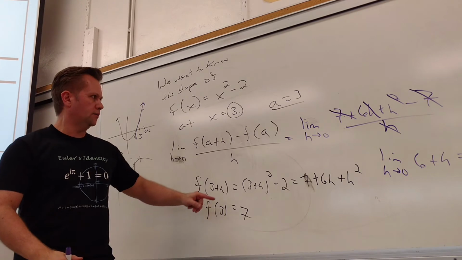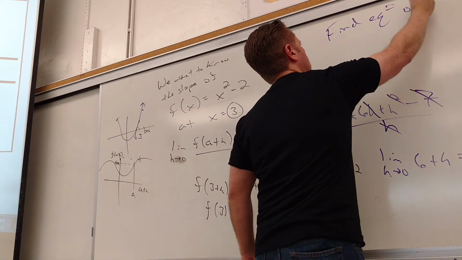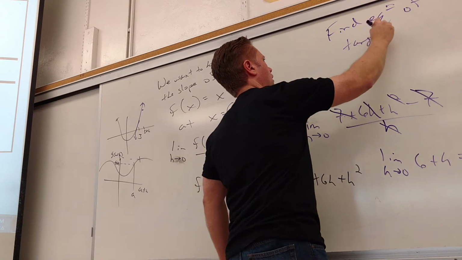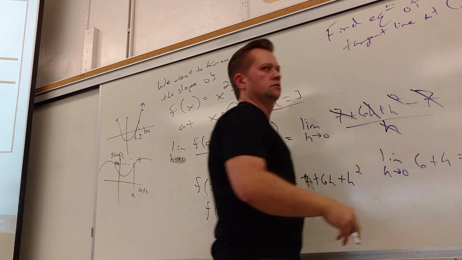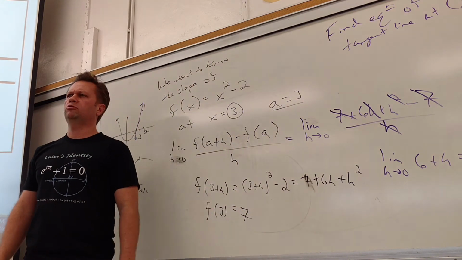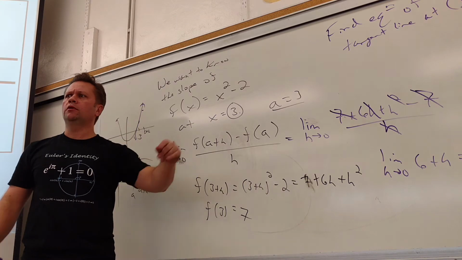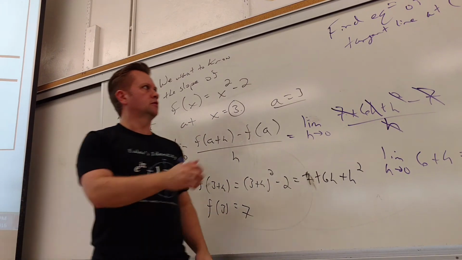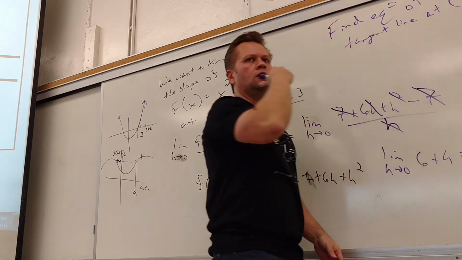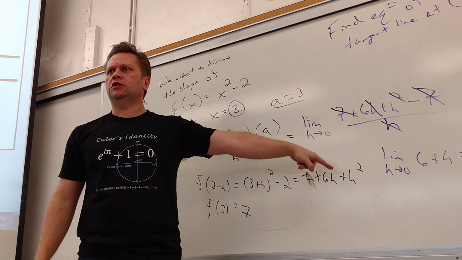I'll stop. So to find the equation of the tangent line, at what point? What point is it? 3, comma? 6. What's 6 again? 6 is the slope. What's the point? 3, 7. Now it's easy. Now it's algebra. How did we get the slope? Who gives a shit? We got it.